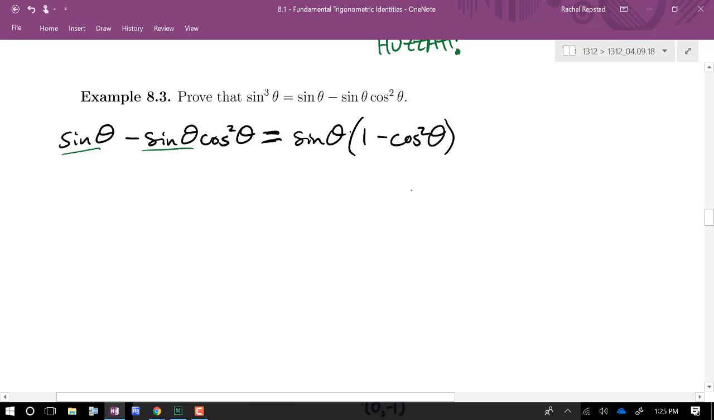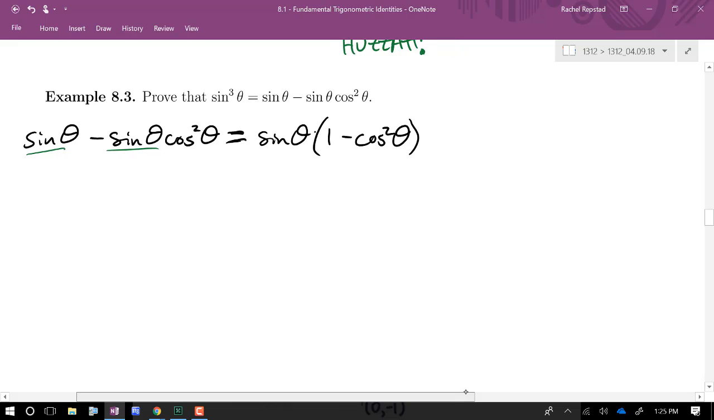Now when I start to see squares pop up, especially in terms of sums and differences, one of the things I think of, because it happens with some frequency, is I should check out Pythagoras, right? Pythagoras is all about relating squares of trig functions together. So Pythagoras tells us, I'll do a little side work here, that sine squared plus cosine squared is equal to 1.